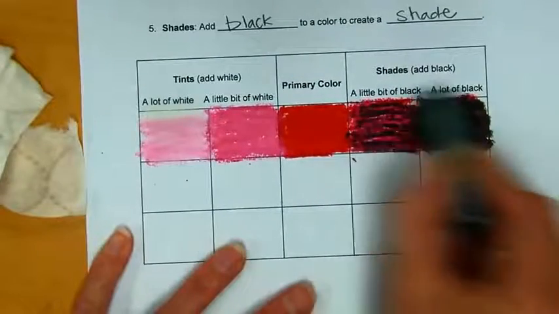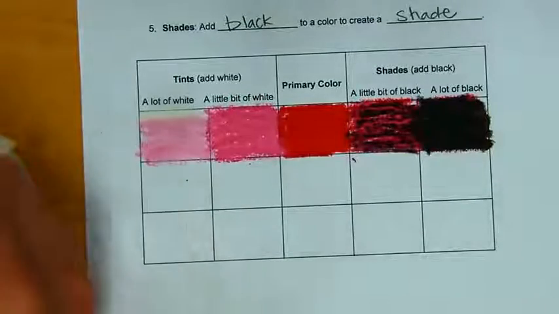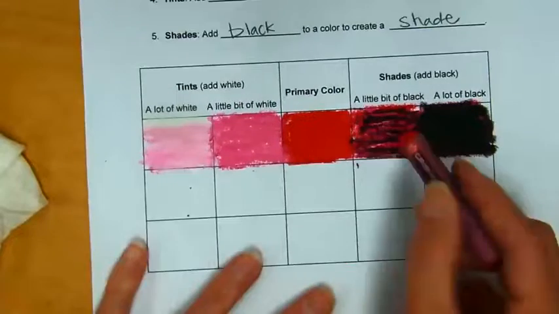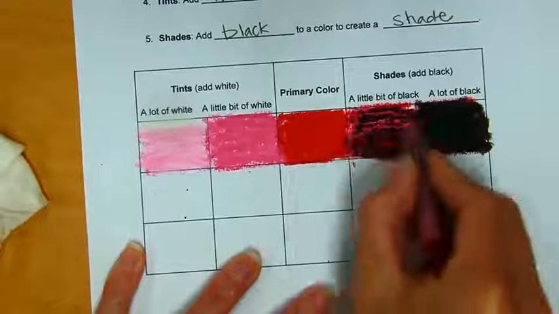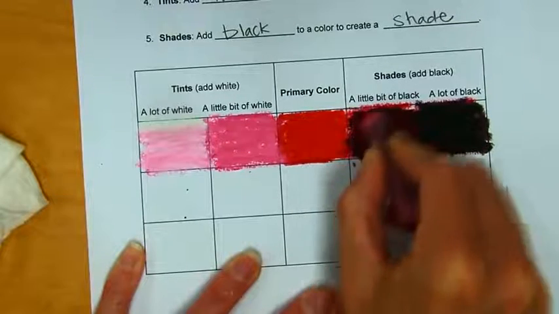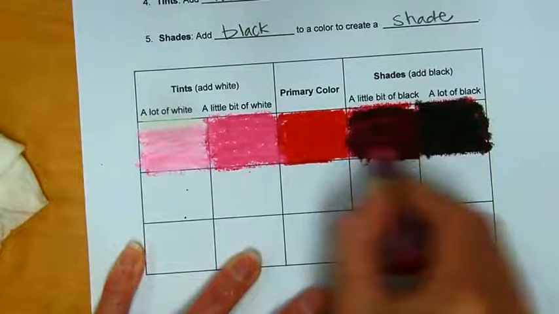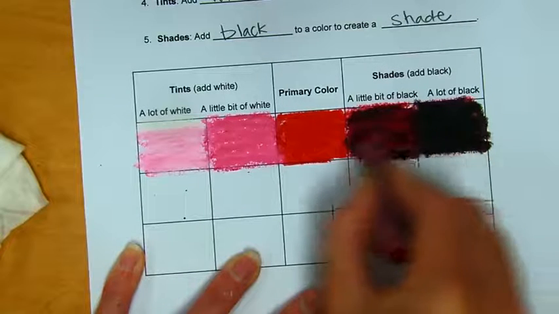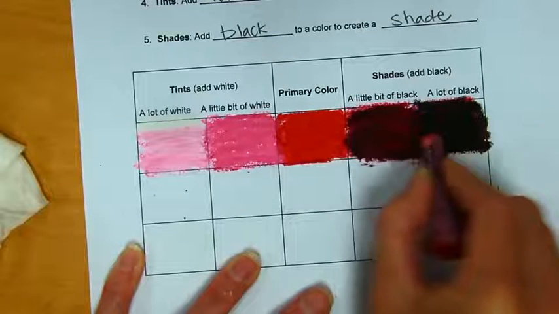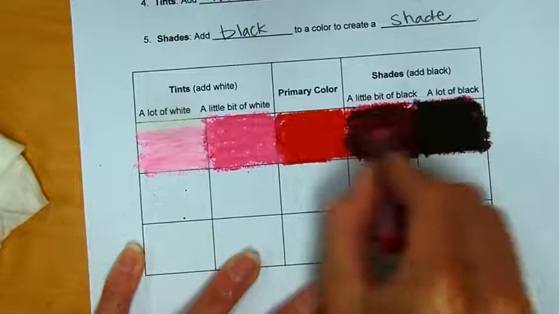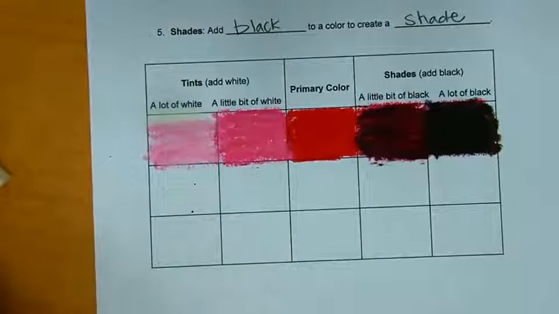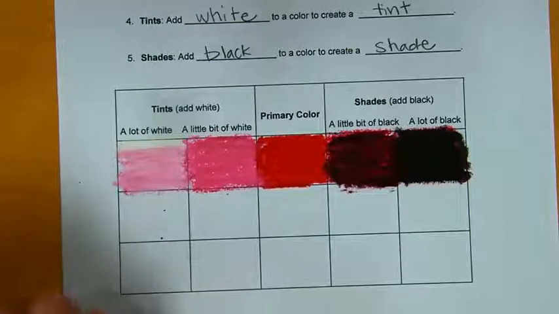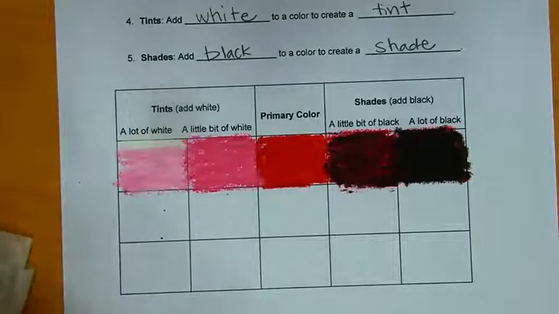If it doesn't look very well blended, you can always take your red back out and make that shade darker, smoother, more mixed. And there you go. I should be able to tell that you have 5 different shades. Clean off your red. And we're going to do the same process with the next primary color, which is yellow.